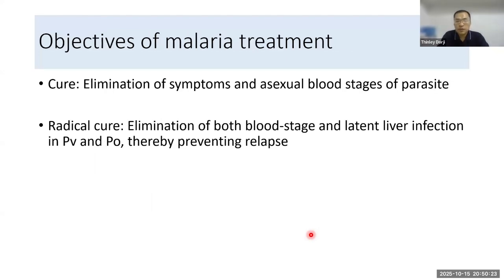The objective of treatment is to establish cure in the patient, where the symptoms resolve and all the asexual blood stages of the parasite are eliminated. In addition to that, we need to give treatment to achieve radical cure that will eliminate the latent liver infection, where the hypnozoites are eliminated. This is important for preventing relapse in Plasmodium vivax and ovale.